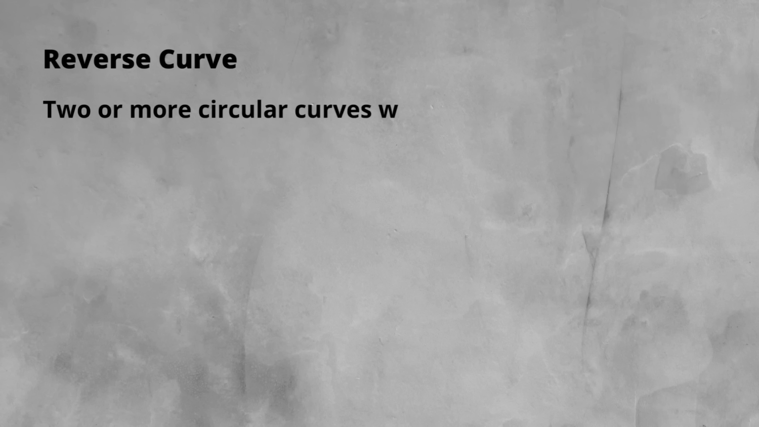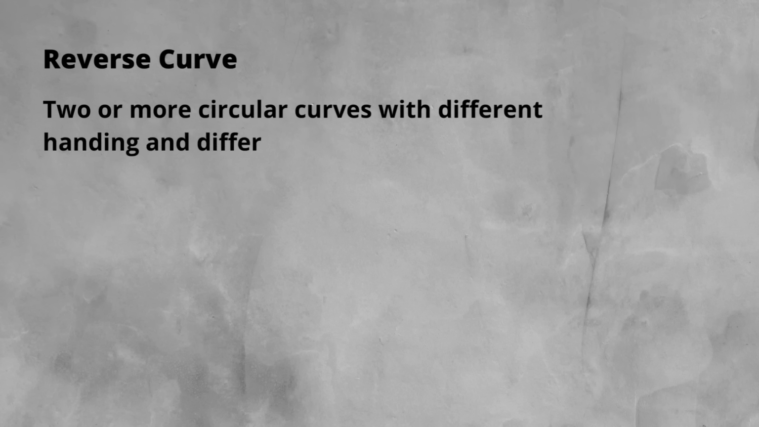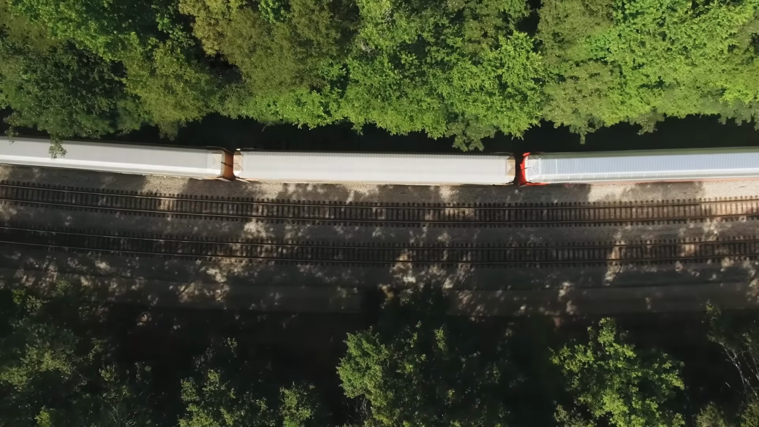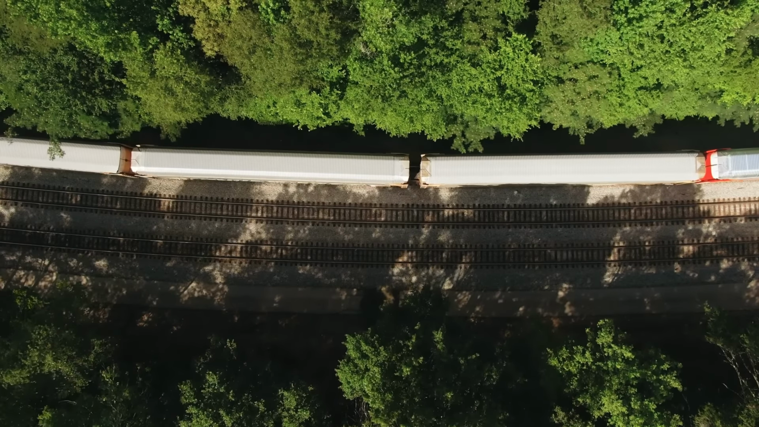Lastly, we have the reverse curve. A reverse curve is similar to a compound curve, but the curves have different handing, therefore reversing the direction in which the train travels. They can look like an S when drawn out. There are also transitions, too, in fact.